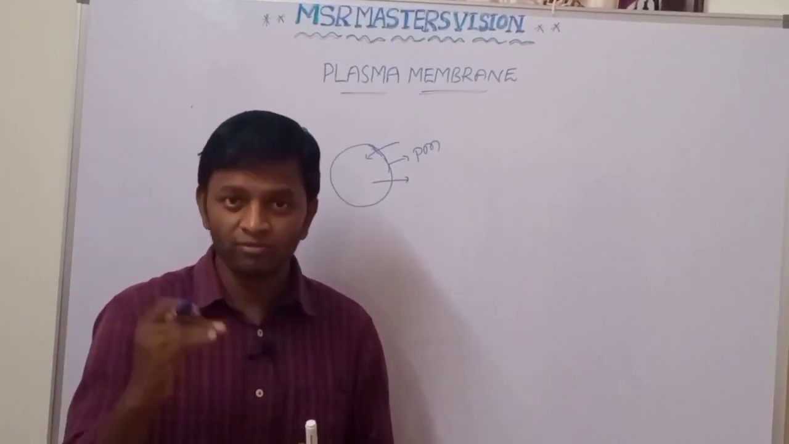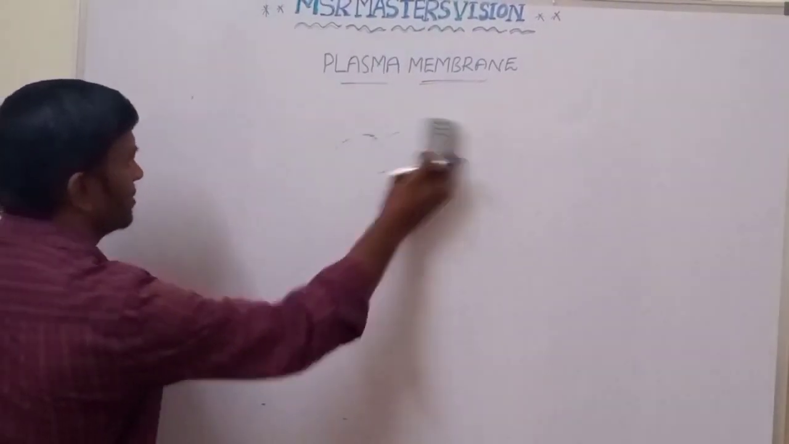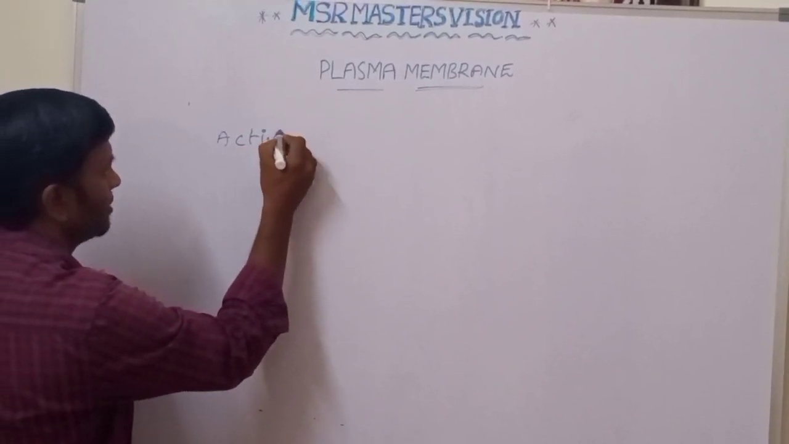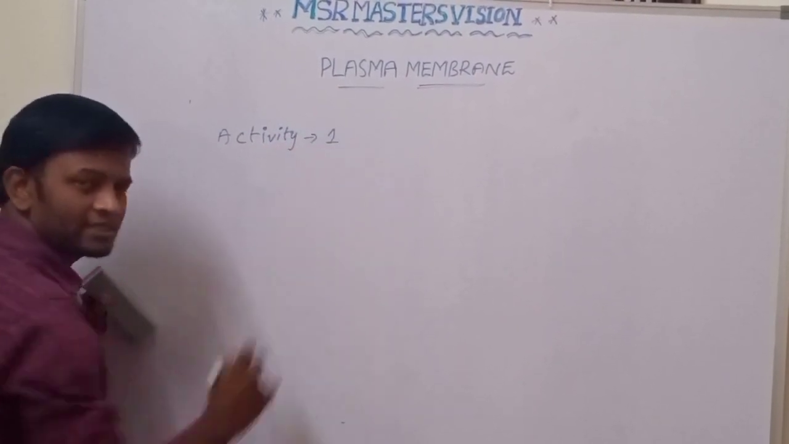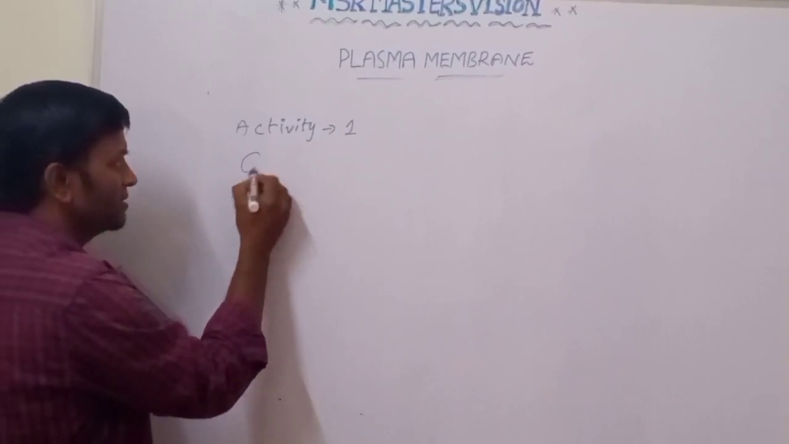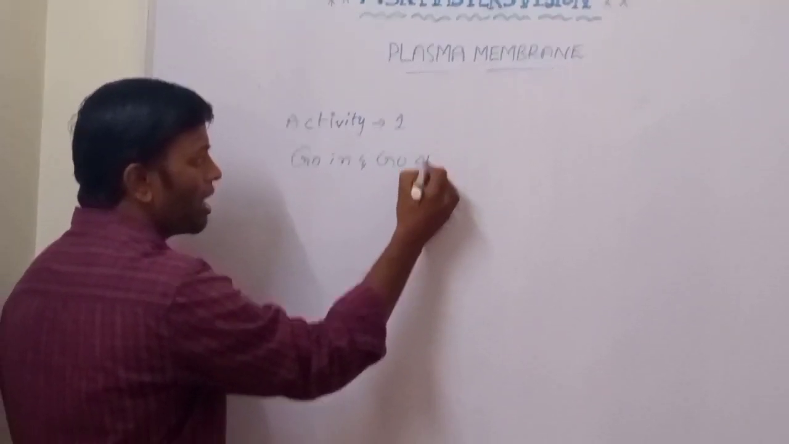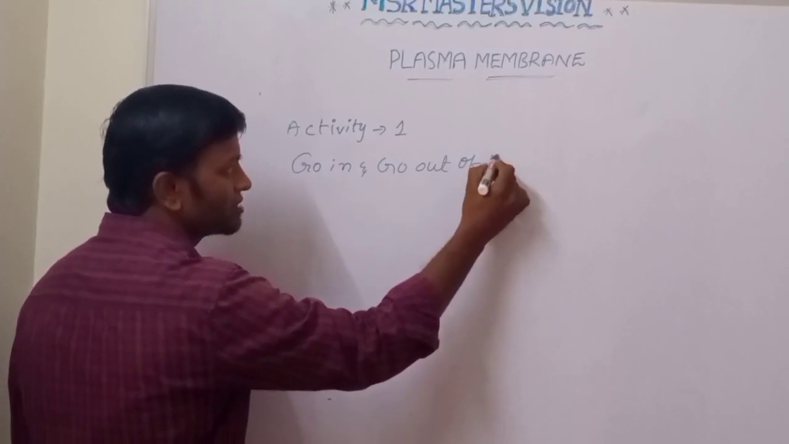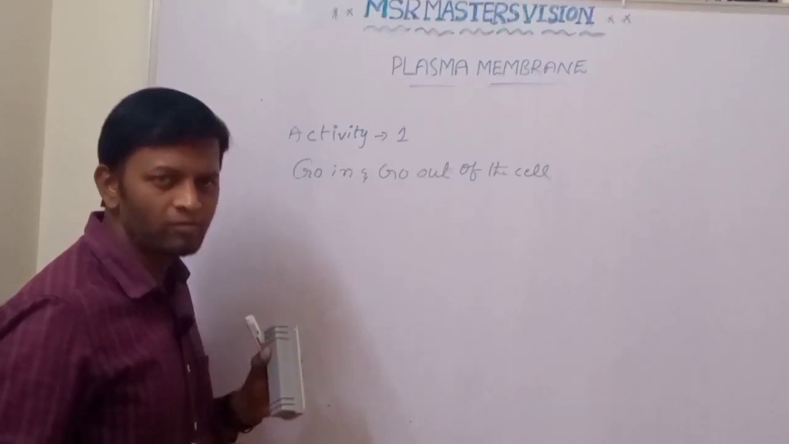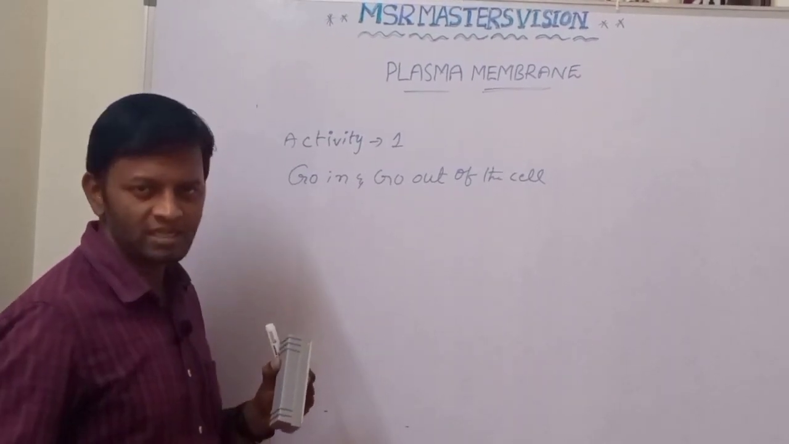Now we will discuss one activity related to the plasma membrane. In activity 1, we will discuss which substances go into the cell and go out of the cell. Here one tabular form is there. In that tabular form we'll discuss substances, entry of substances and exit of substances.